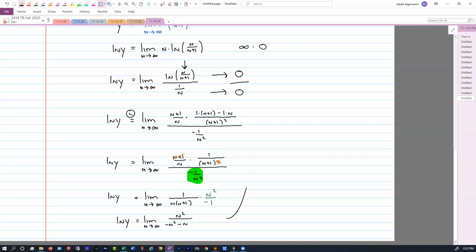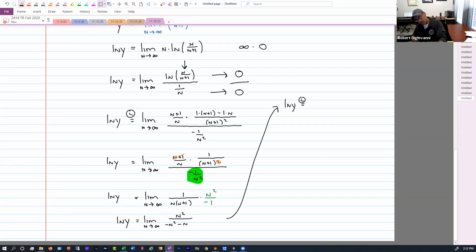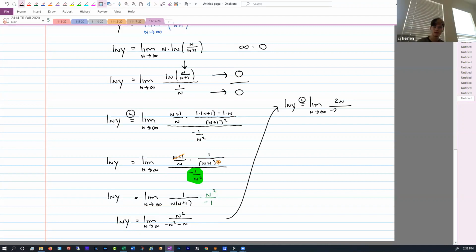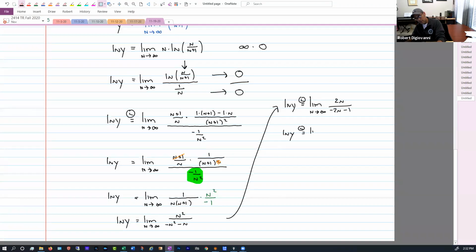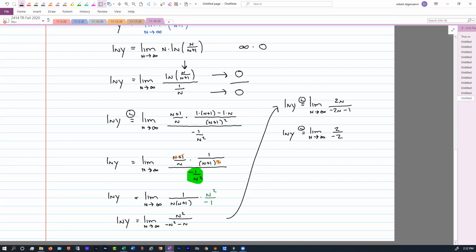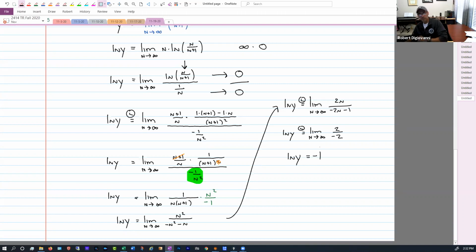So then L'Hopital, another L'Hopital. Natural log y equals, by L'Hopital, limit as n goes to infinity. Derivative of the top is 2n, derivative of the bottom is negative 2n minus 1, right? L'Hopital again. Please tell me it's not true. This is true, and it's negative 1. Okay, so natural log of y equals negative 1. So we're in business.